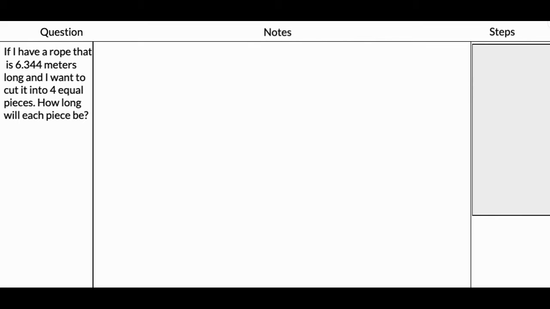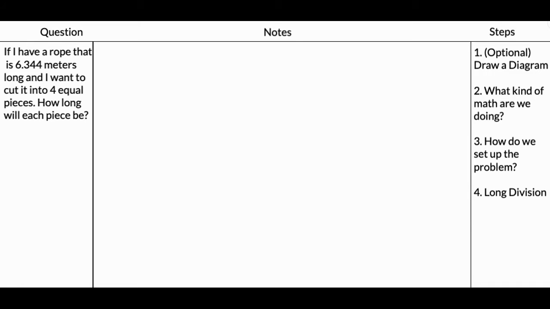So a couple things here before we get started. I think it's important to know on questions that involve word problems, it's helpful to draw a diagram just to help make sure that we know what kind of math that we're doing here. So a diagram for something talking about a rope is fairly easy because we can just draw a line for the rope and we can say, hey, this whole thing here is 6.344 meters.